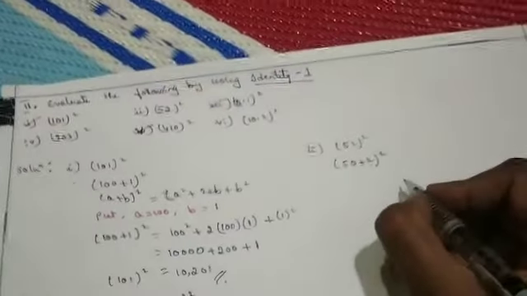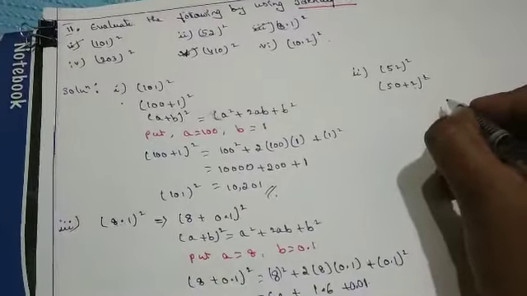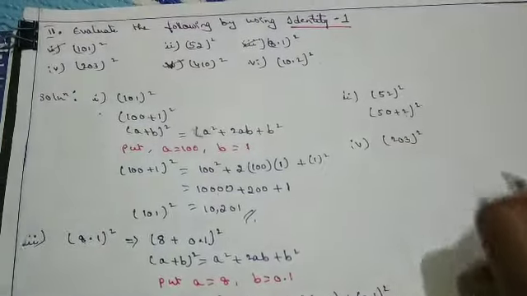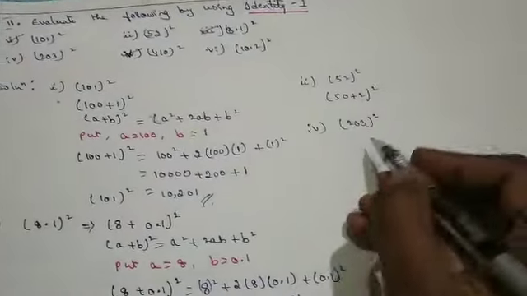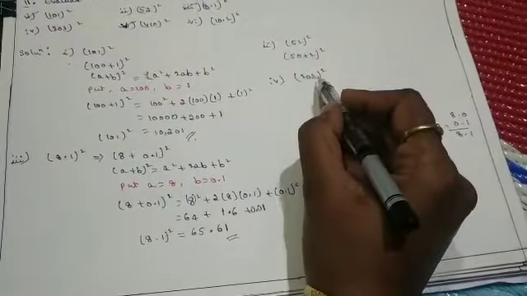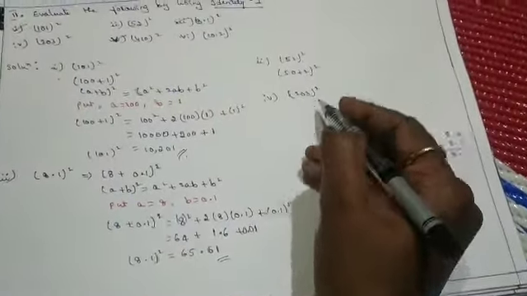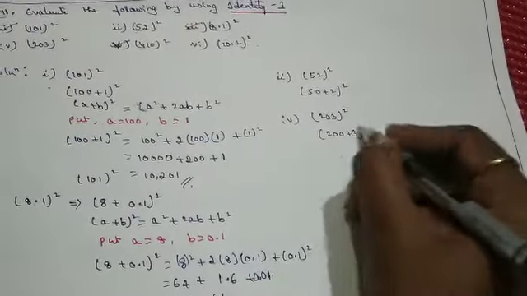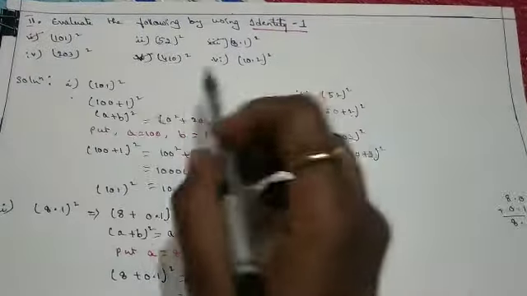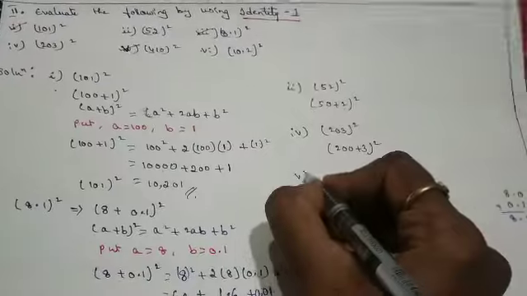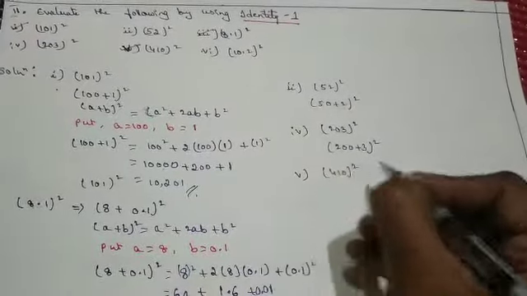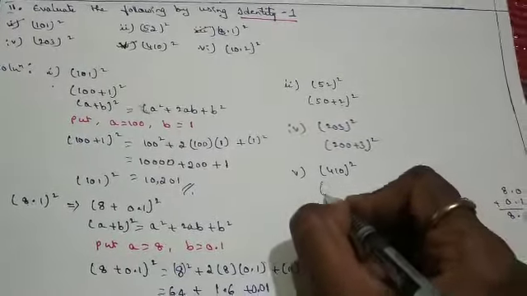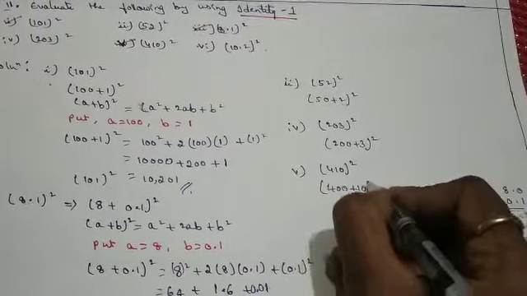So the fourth question is asked for you to do it. 203 whole square. Here a 3-digit number is given, right? 203 is nearest to 200. So 203 can be written as 200 plus 3 whole square. Now you can apply the identity. Let me go with the fifth question. The fifth question is 410 whole square. Here a 3-digit number; nearest to 410 is 400. So 400 plus 10 whole square.